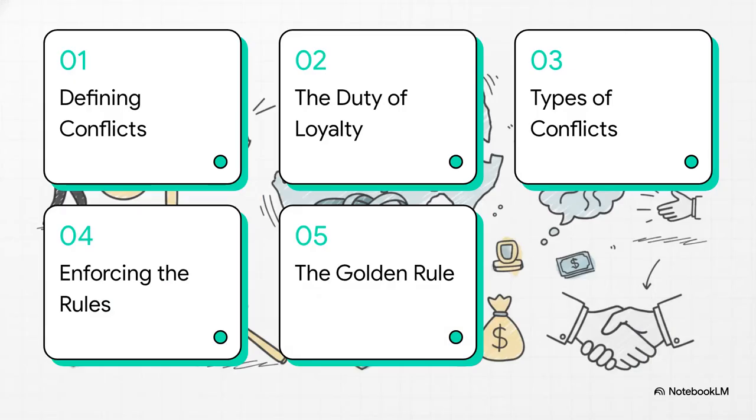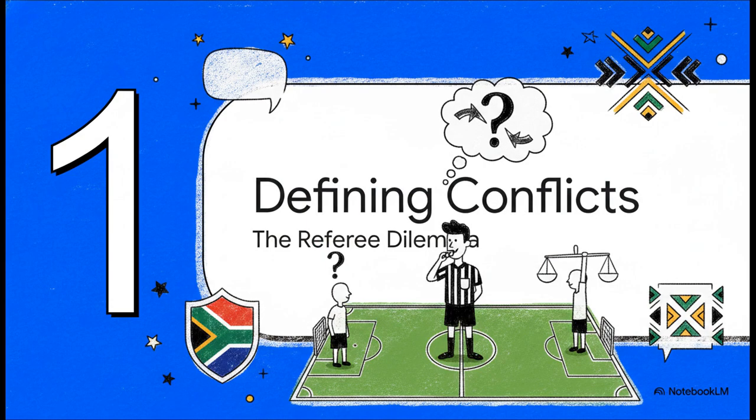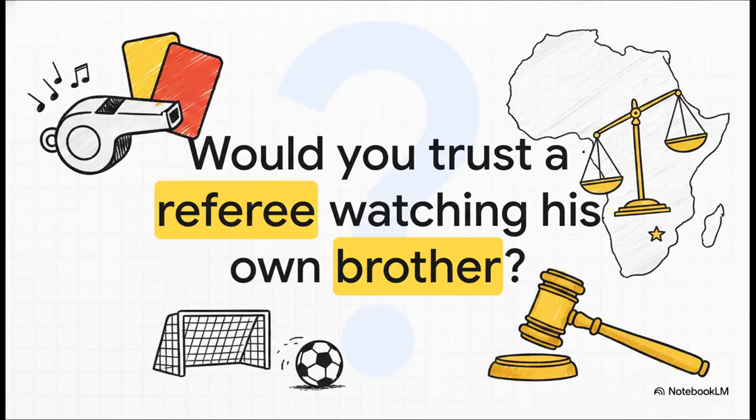We've got 5 key areas on the agenda today: defining a legal conflict, the duty of loyalty, 3 types of conflicts, enforcing the rules, and we'll wrap up with the golden rule. Let's get to it. Starting off with Section 1, defining a legal conflict, or what I like to call the referee dilemma. Think about this for a second.